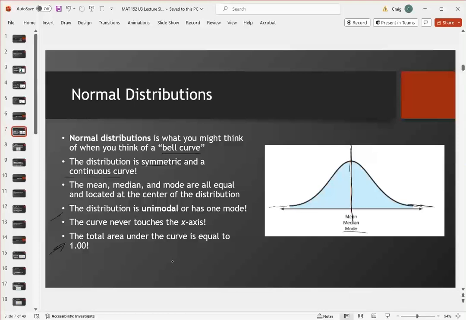More specifically, when we talk about the Z distribution, actually, we'll talk about that in just a few minutes.